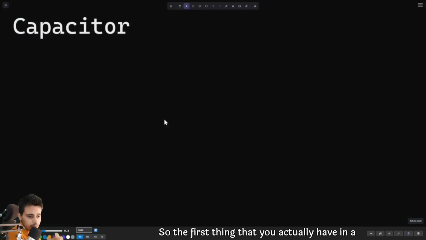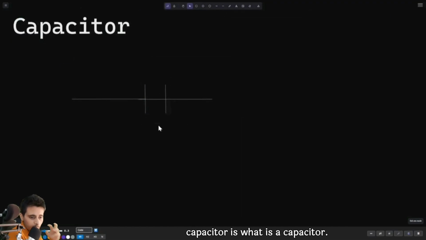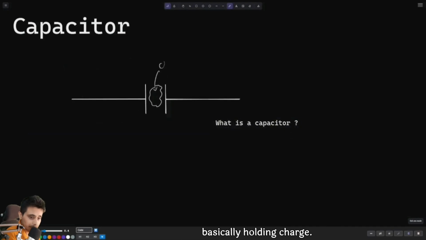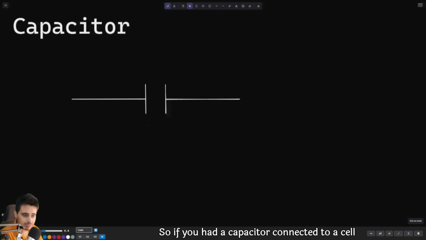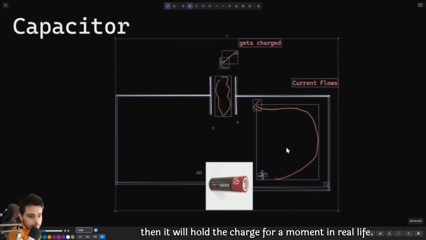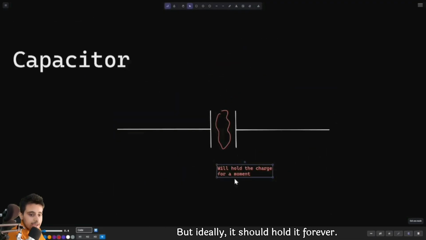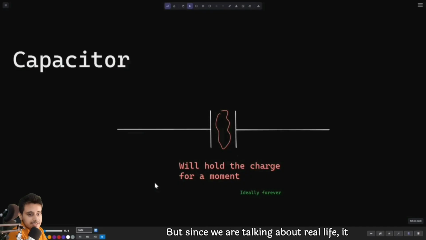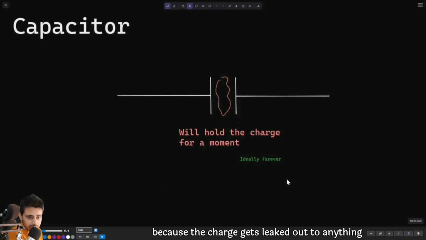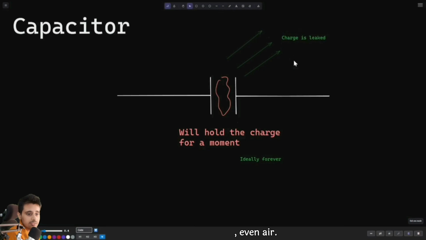So the first thing is, what is a capacitor? A capacitor is a very simple device which is basically holding charge. If you had a capacitor connected to a cell and you give it a charge, then it will hold the charge for a moment in real life. But ideally, it should hold it forever. Since we are talking about real life, it holds for a certain amount of time because the charge gets leaked out to anything, even air.